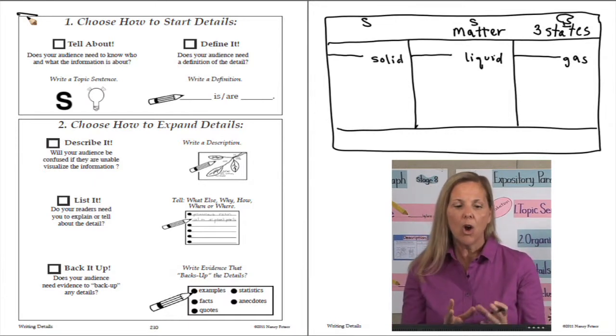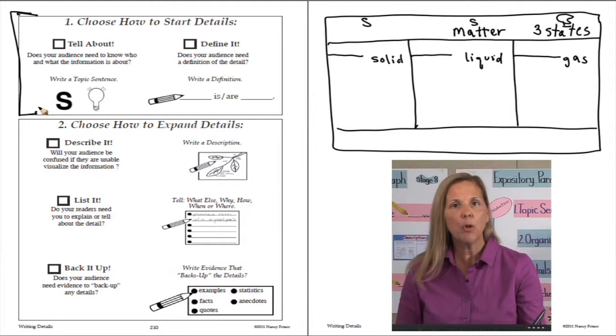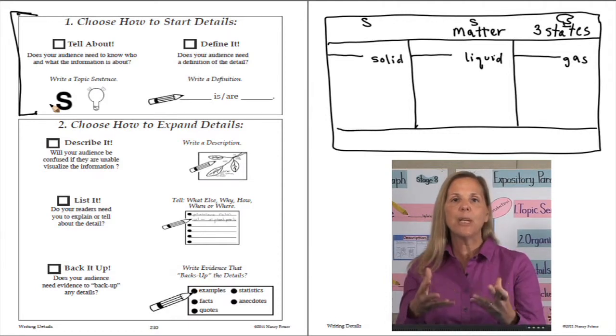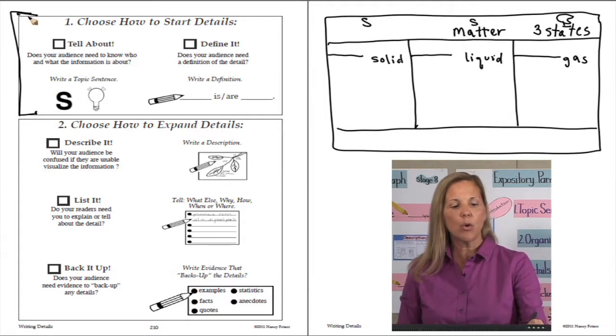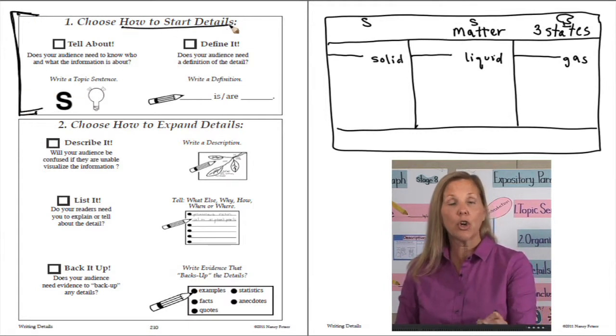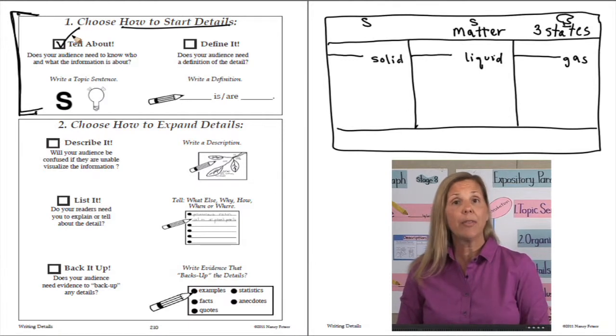This is where our detail sheet, choose how to start details, is now going to help you create sentences. Sometimes the kids can put the ideas in the boxes, but they don't know how to turn that into writing. Let's go to our top box, how to start details. Our detail was solids. We know that we're going to be writing about solids. I need to tell about that detail.